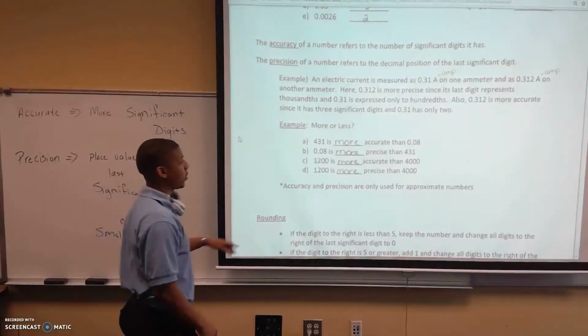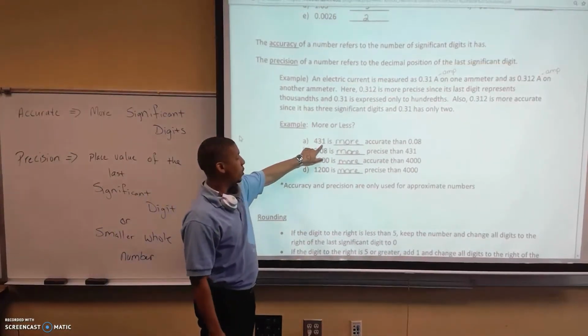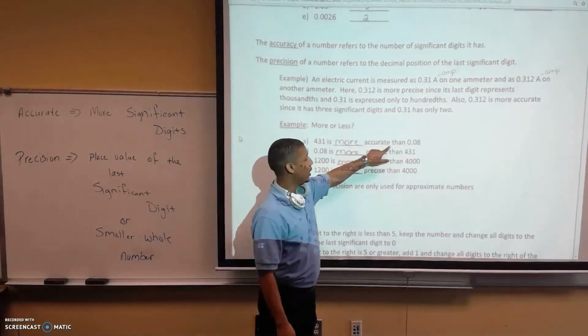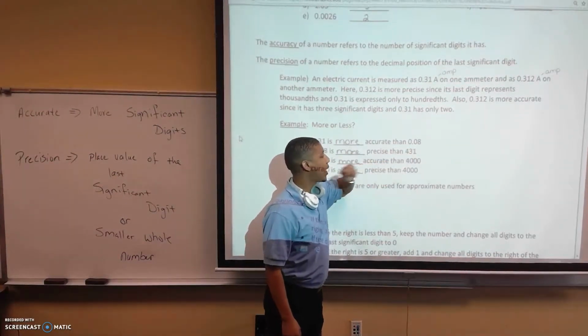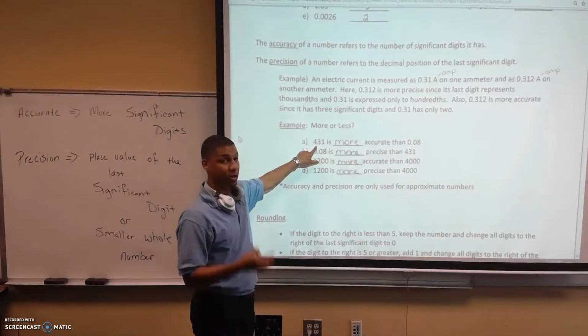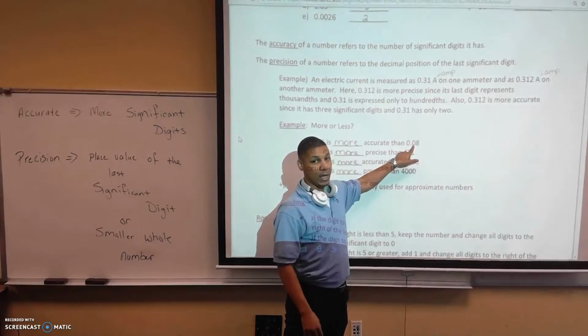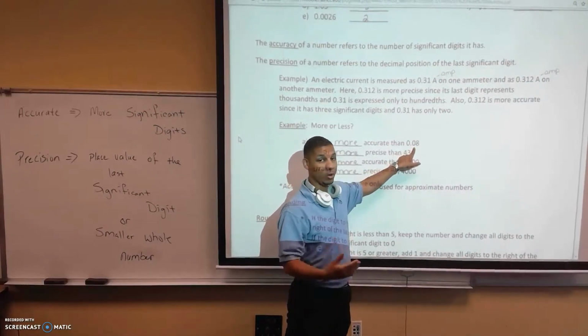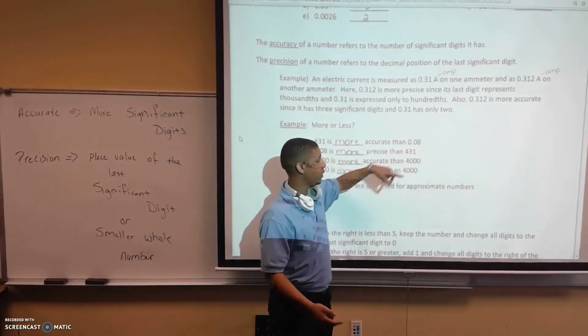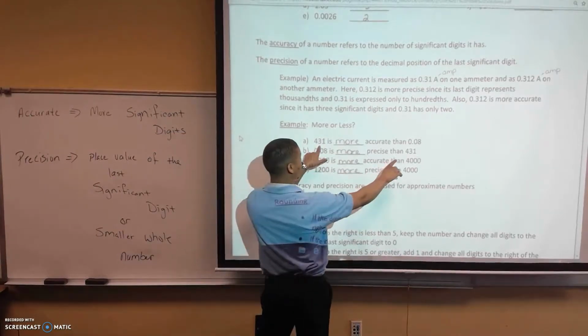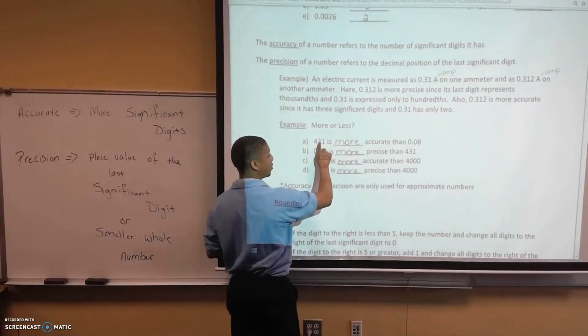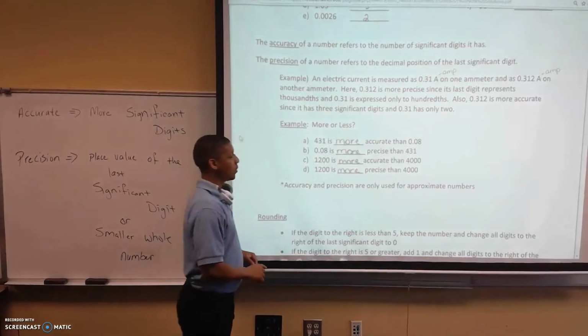So let's look at some more examples. 341 is more accurate than 0.08. Again, how many digits does it have? This one has 3. Over here should have 1, because the 0 is not a significant digit, it's just a placeholder until we get to the 8, which is significant. So we have 3 versus 1. That's why this one is more accurate than this one.